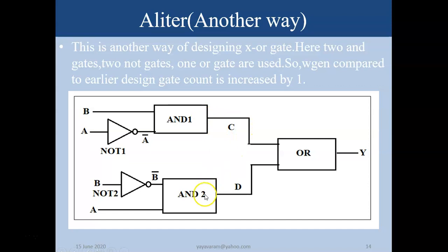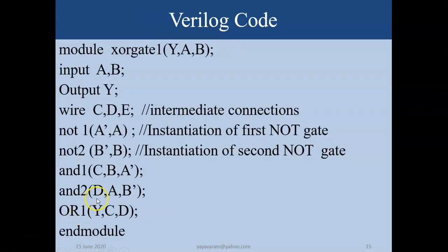What are the inputs here? B complement, A, output is D. B, A complement, output C. Finally, C, D are the inputs and Y is the output. Let us check this once again. Yes. Y is the output, C, D are the inputs. Simply end module. This completes this XOR gate.